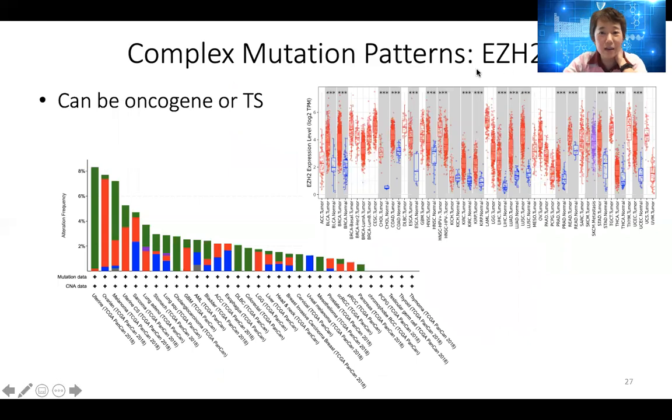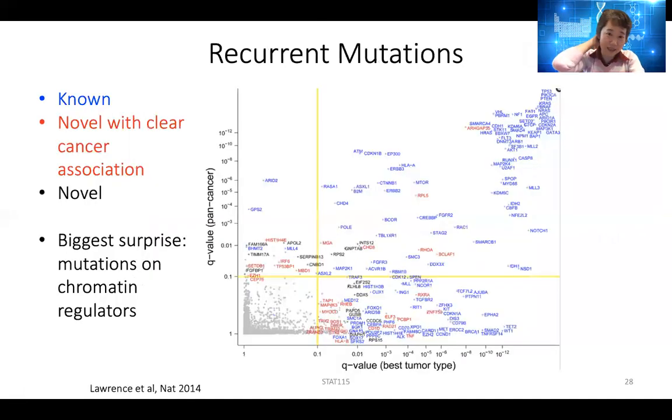This is another complicated pattern, EZH2. You can see in different cancer types, sometimes it's a point mutation, sometimes red is amplification, and sometimes it's a deletion, and this is complicated. If you look at the expression, it seems to be overexpressed in many cancers, so maybe it's an oncogene, but it could also potentially be a tumor suppressor gene. So you can see it could be quite complicated.